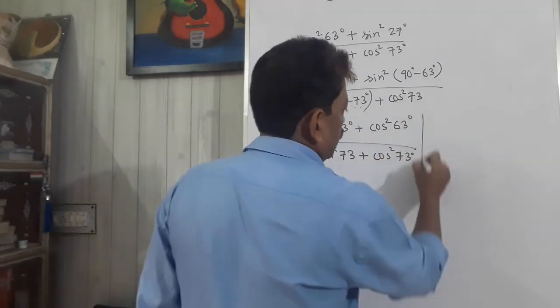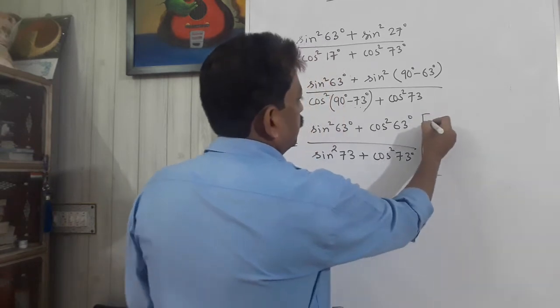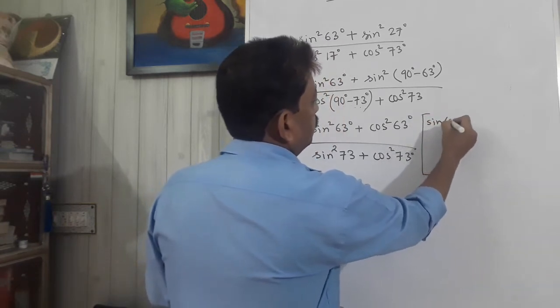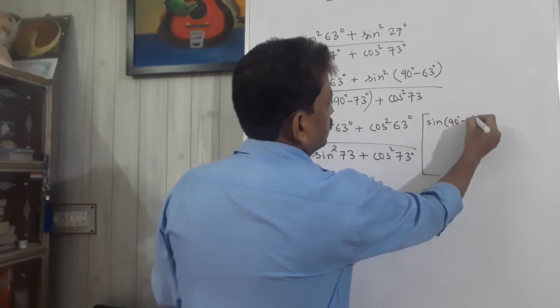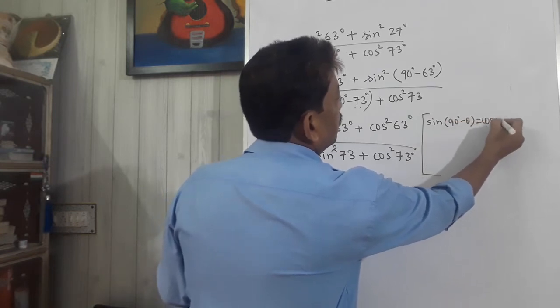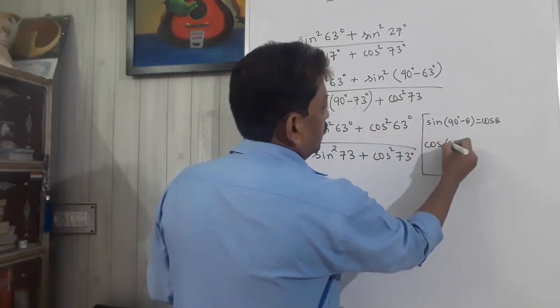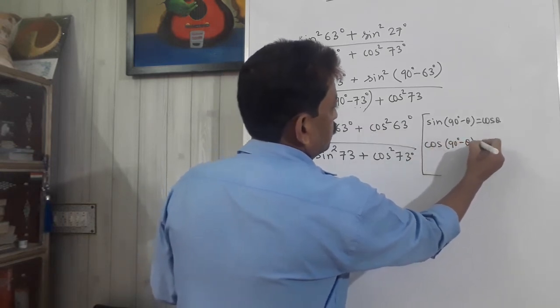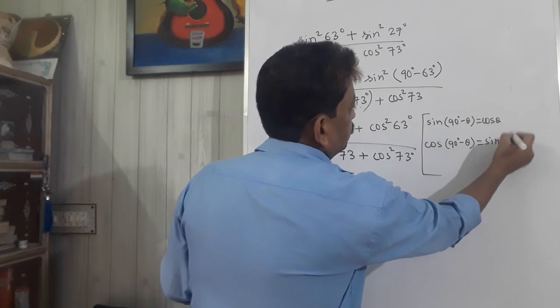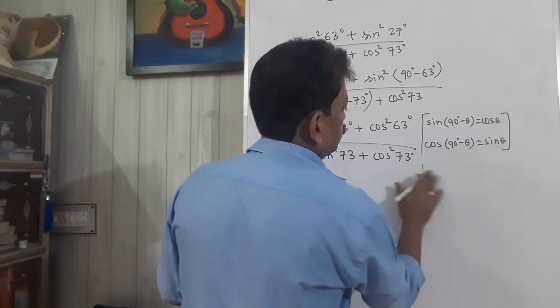Okay. So what are the formulas we have used here? We have used sin 90 degrees minus theta equals cos theta, and here we have used cos 90 degrees minus theta equals sin theta. These are the two formulae we have used.